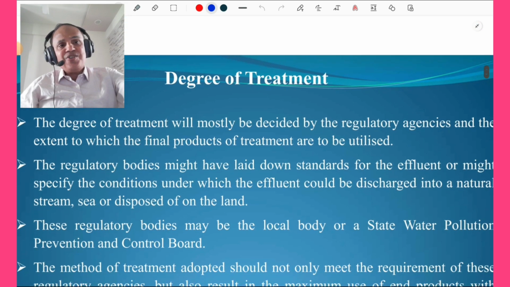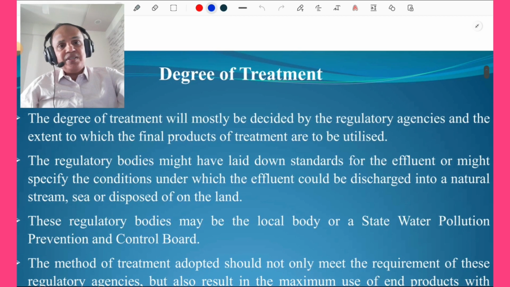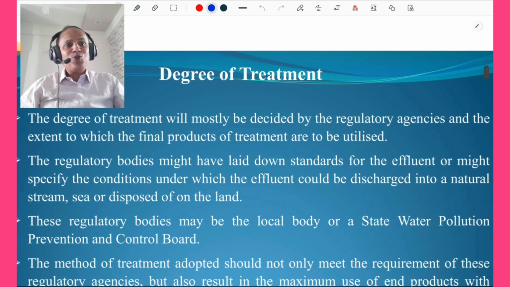Then we have to discuss the degree of treatment. The degree of treatment will mostly be decided by the regulatory agencies, meaning municipal corporations, and the extent to which the final product of the treatment will be utilized. The regulatory bodies might have laid down certain standards for the effluents or might specify the conditions under which the effluent could be discharged into the natural stream, sea, or disposed of on the land.